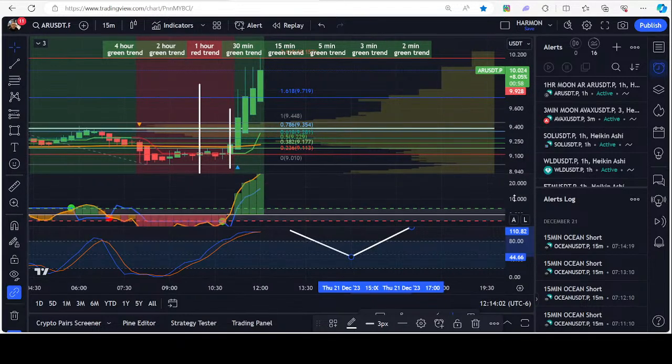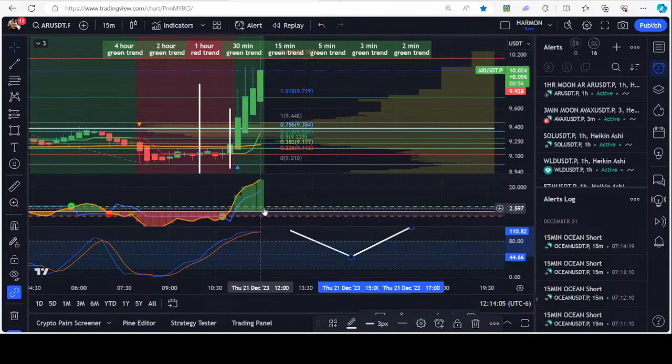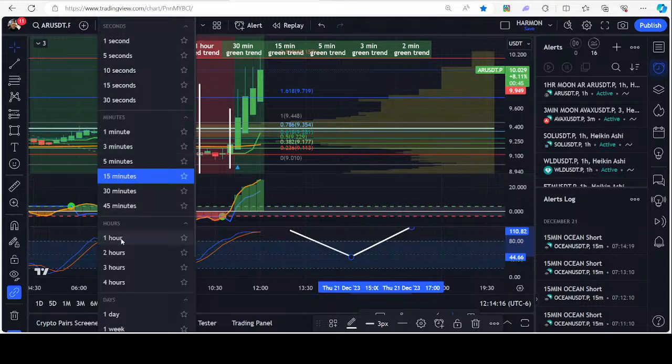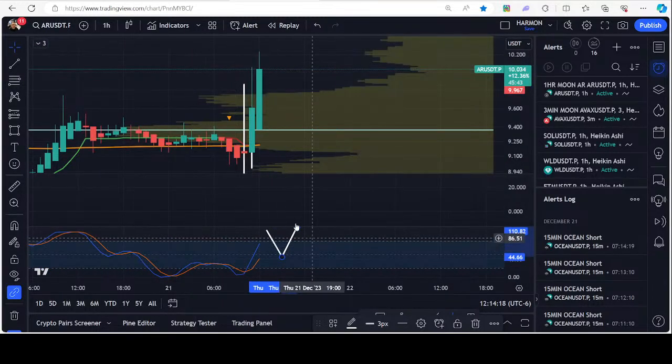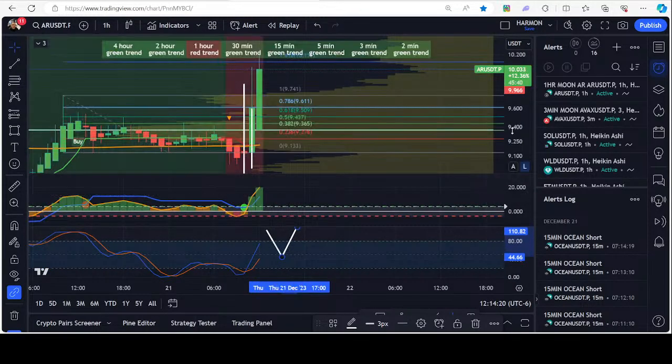So put your moon alerts on there, and that's what we're going to be working on here: going with the 1 hour moon, catching a 15-minute moon, and then going for that first move. Now, don't forget, guys, this is just the first move on AR, right? We always expect some type of second move, which is what we're looking for here.